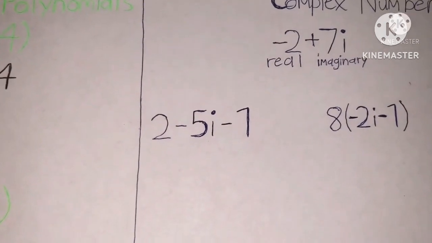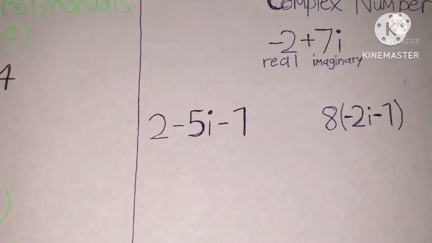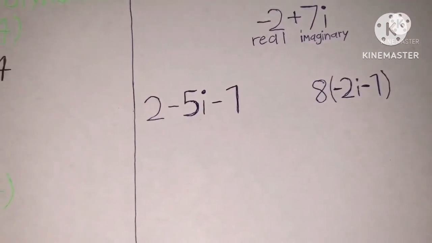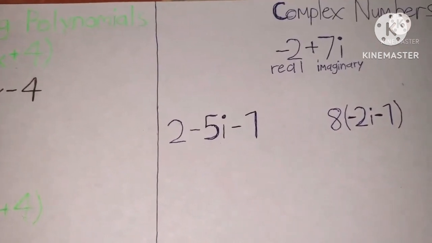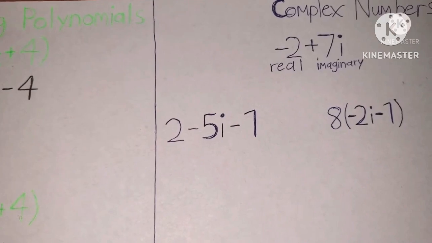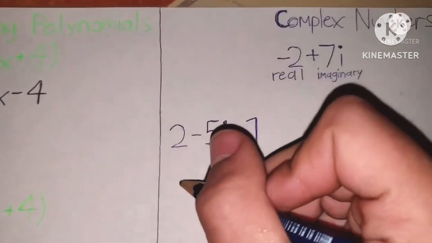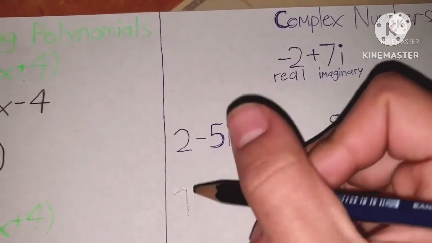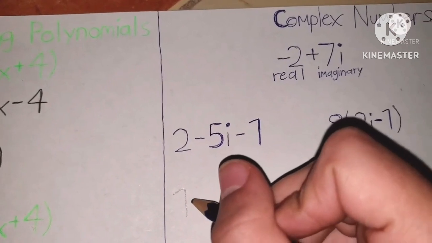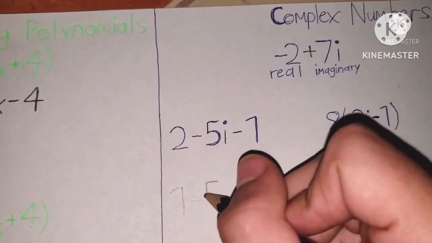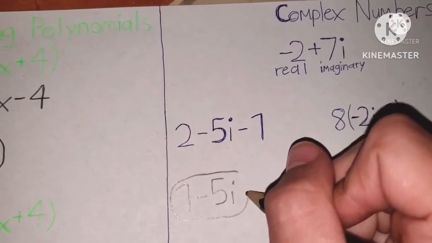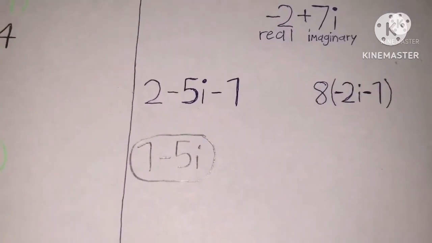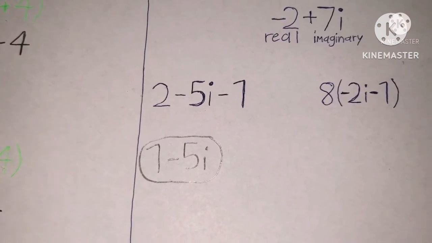Okay, so 2 minus 5i minus 1. What do you do here? The 5i would stay the same, but 2 minus 1 is going to be 1. And the 5i will stay the same, so it's -5i. Easy stuff here. So this is the answer: 1 minus 5i.